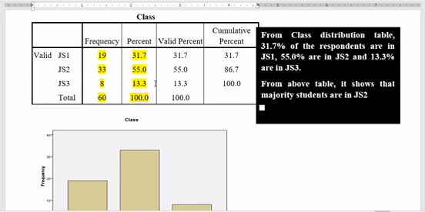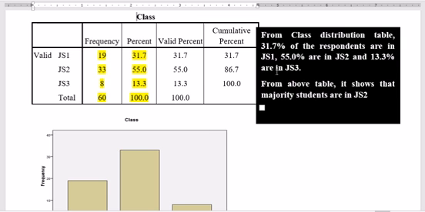Now, we can report this and say, from the distribution table above, 31.7% of the respondents are in GS1, 55.0% are in GS2, and the remaining 13.3% are in GS3. Yes, these are the ones I painted yellow.